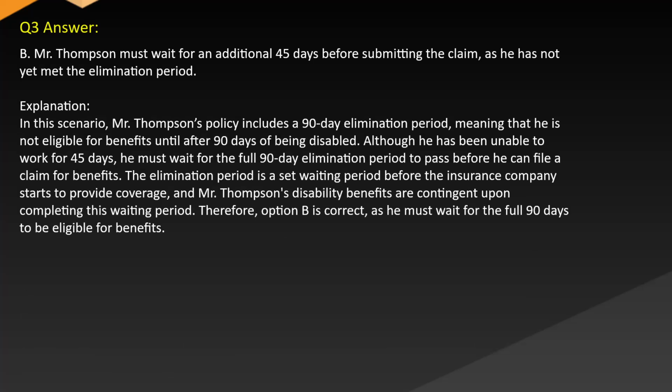Answer: B. Mr. Thompson must wait for an additional 45 days before submitting the claim, as he has not yet met the elimination period. Explanation: in this scenario, Mr. Thompson's policy includes a 90-day elimination period, meaning that he is not eligible for benefits until after 90 days of being disabled. Although he has been unable to work for 45 days, he must wait for the full 90-day elimination period to pass before he can file a claim for benefits.